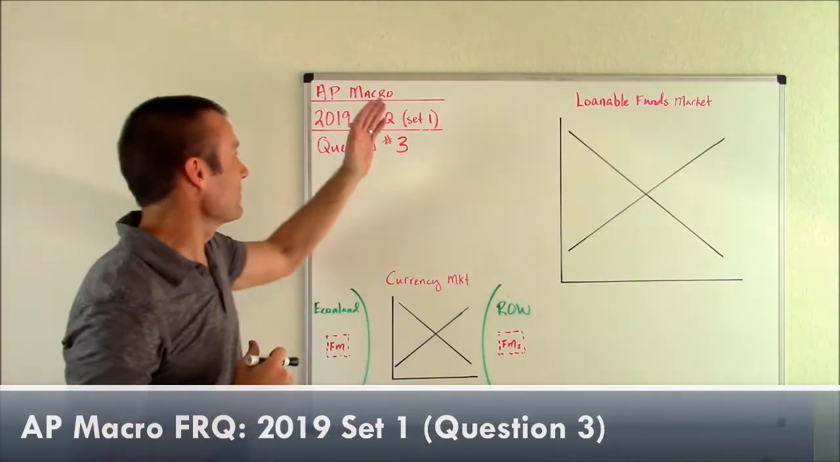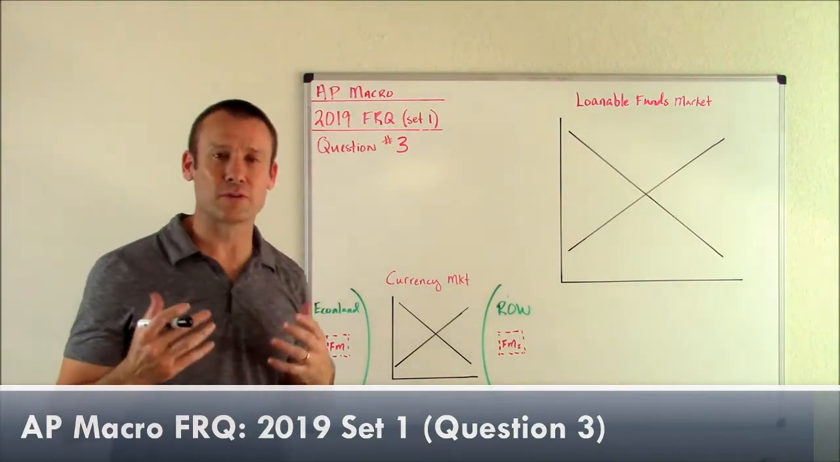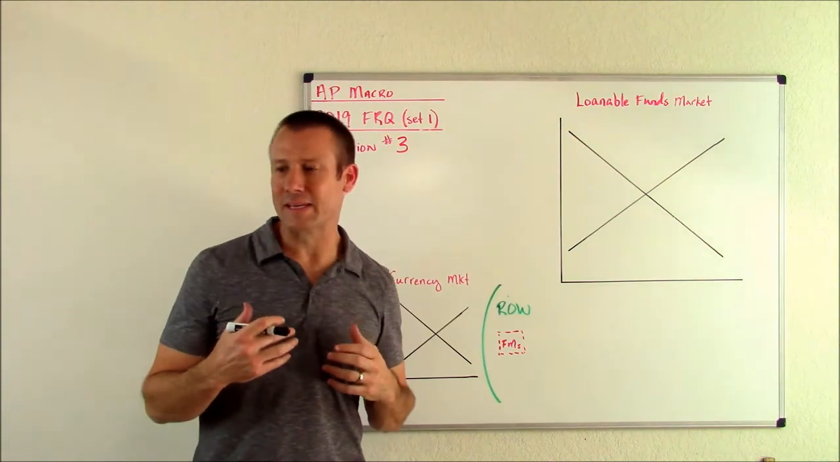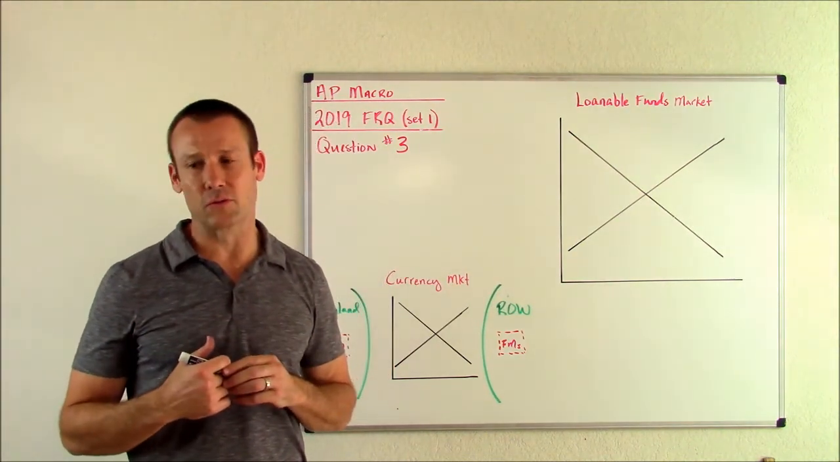Hey everybody, this is AP Macro 2019 FRQ set 1, question number 3. Let's get to it. Assume that households in econ land increase their savings for retirement.